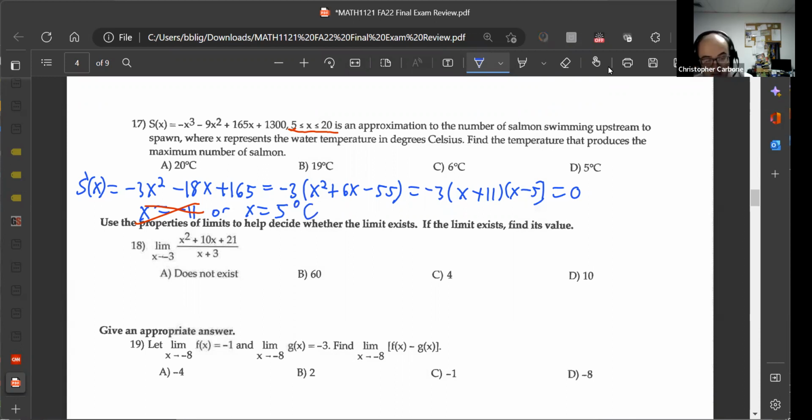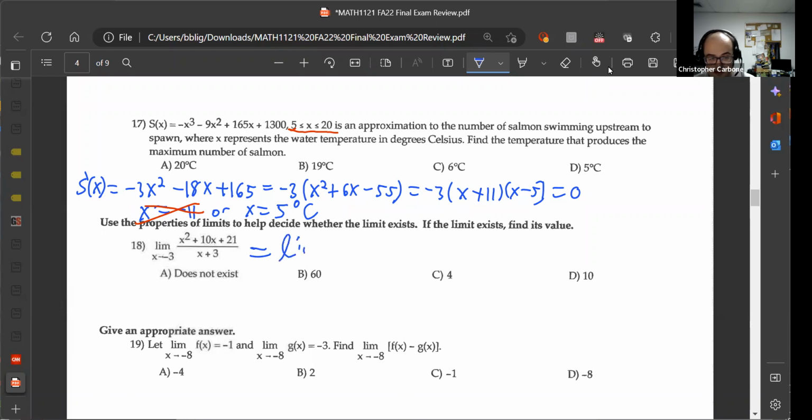Question number 18. We want to use the properties of limits to help decide whether the limit exists, and if it does, to find its value. We have the limit as x approaches negative 3 of x squared plus 10x plus 21 divided by x plus 3. If we just try to put a negative 3 in, we get a 0 in the denominator. So because of that, we need to simplify this numerator.